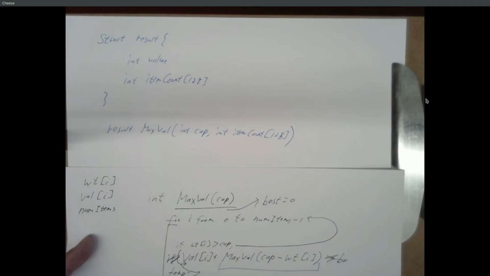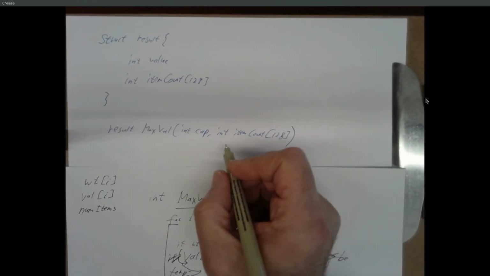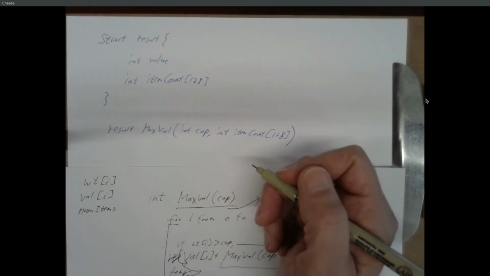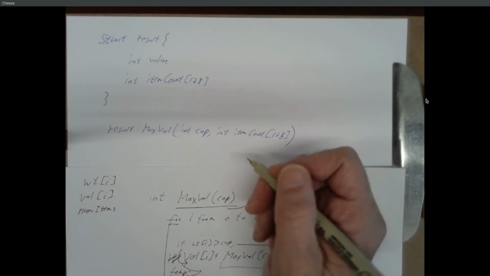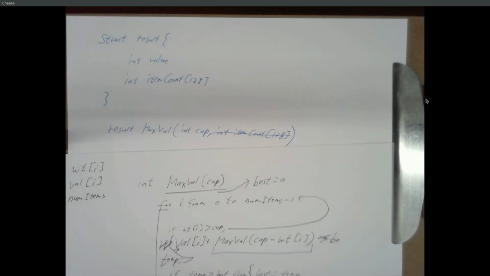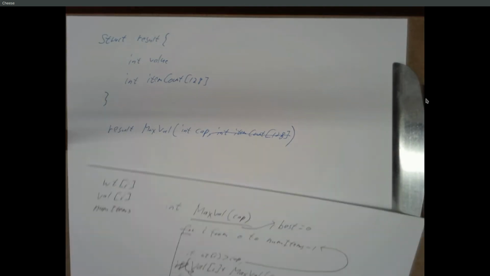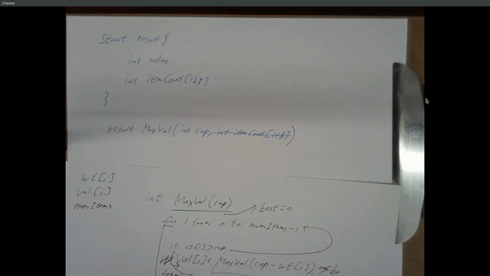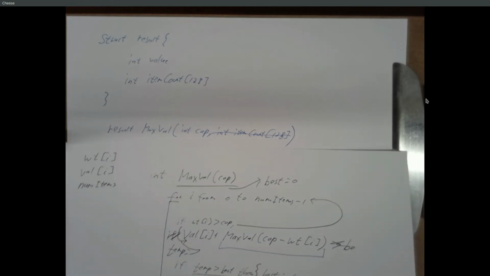Let's see, do we need that? I don't know if we need that. I don't think we need it. I think you just want to take a capacity and return two things now. The value, that's the best you can do, and the inventory of items that gets you that best result.